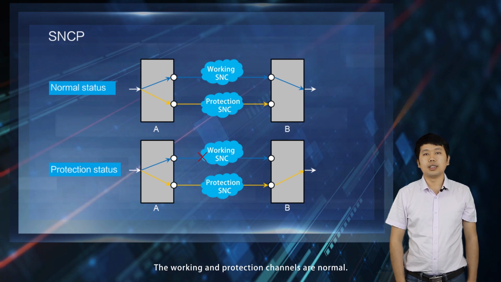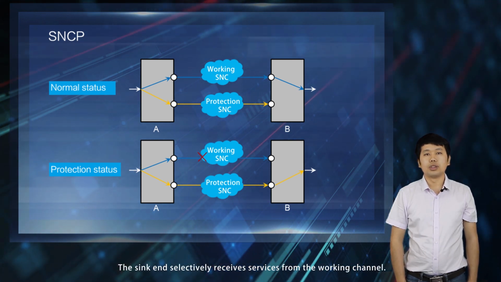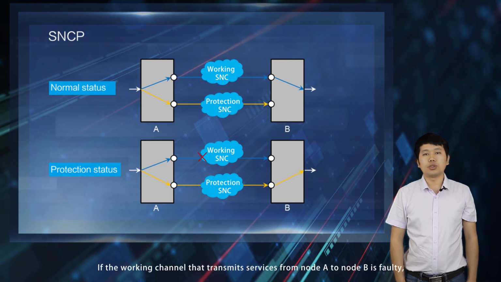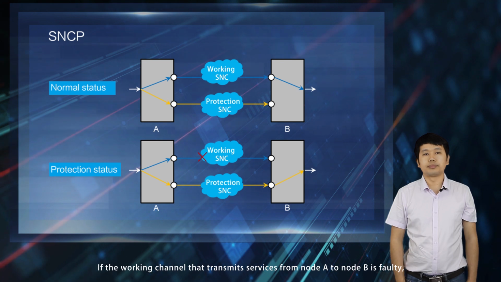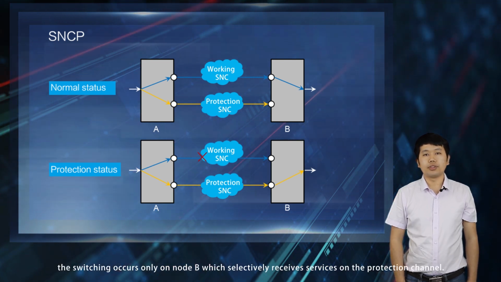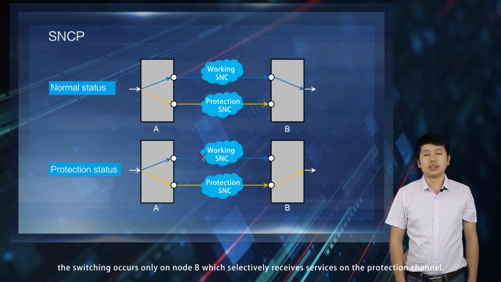Normal status. The working and protection channels are normal. The sink end selectively receives services from the working channel. Protection status. If the working channel that transmits services from Node A to Node B is faulty, the switching occurs only on Node B, which selectively receives services on the protection channel.